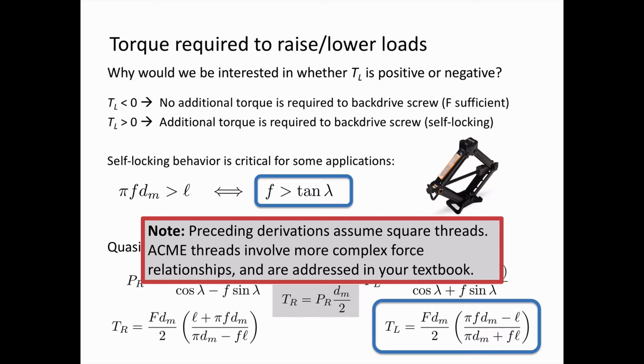Also, all of these derivations so far assume square threads. If instead you're using Acme threads, things get a little bit more complicated because of the wedging effect we talked about and the more complicated forces. And these are all addressed in your textbook, and variants of these formulas are given specifically for Acme threads.